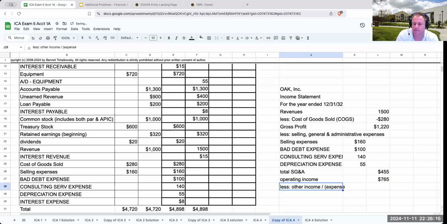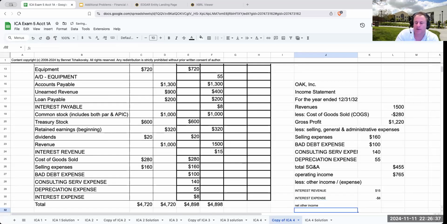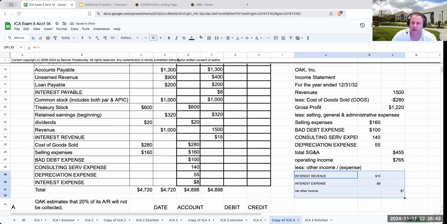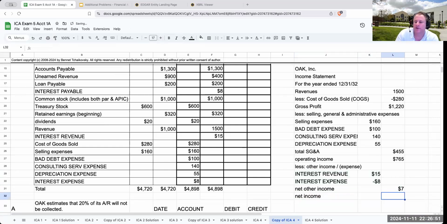Less other income slash expense. And again, how you do this is entirely up to you. I have my interest revenue of 15. I have over here my interest expense of 8. So my net other income is going to be 7. Now, this is going to be a positive number because my interest revenue exceeded my interest expense. So my net income is going to be 772.